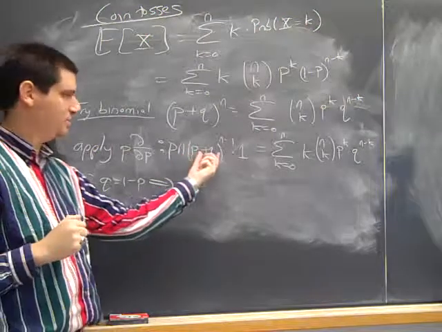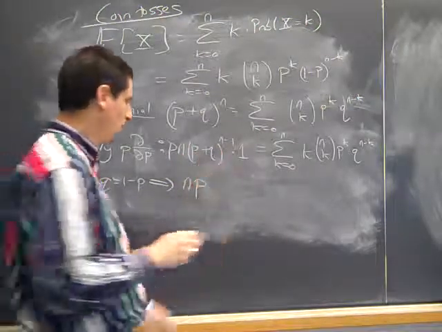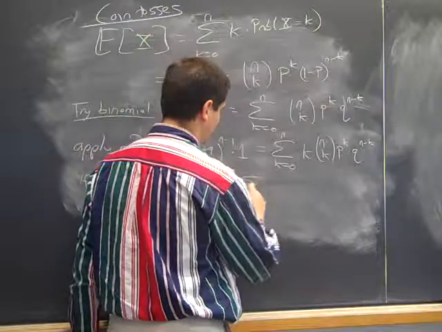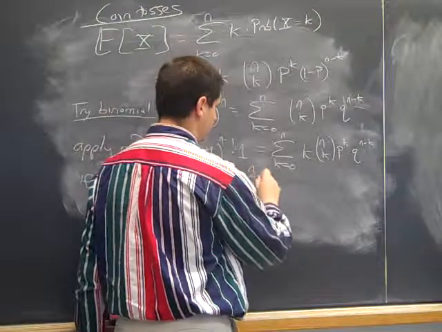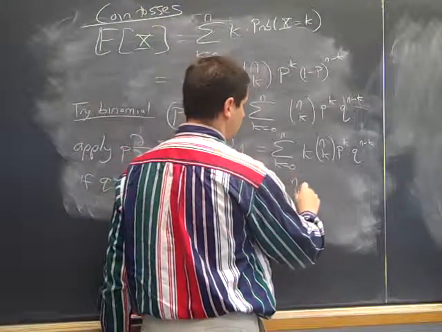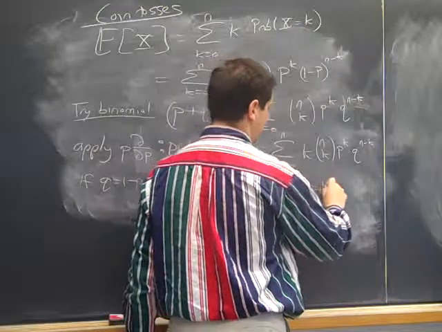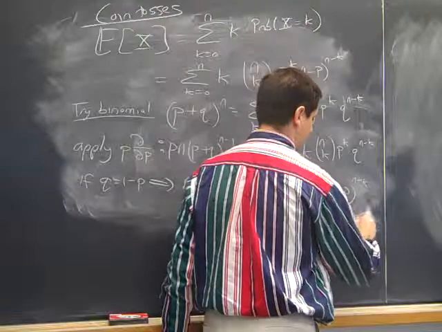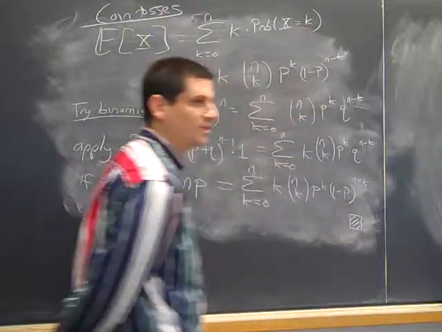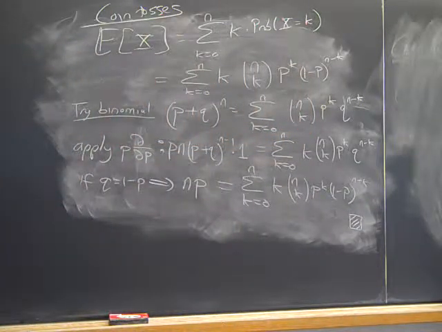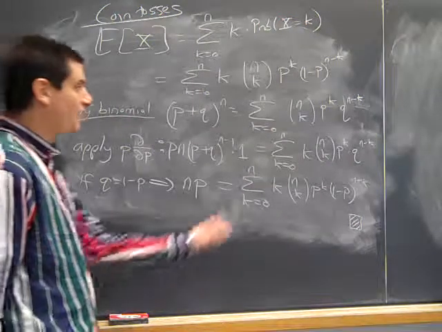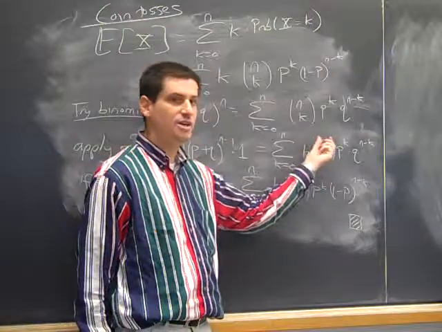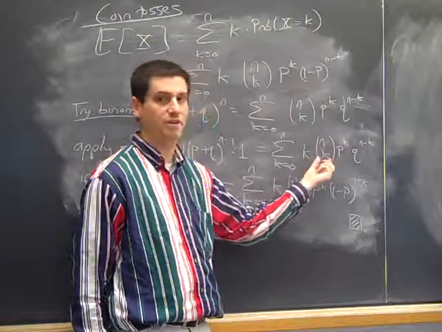If Q is equal to 1 minus P, it's just 1. And I get the sum, K goes from 0 to n, K, n choose K, P to the K, 1 minus P to the n minus K. Okay? There's the expected value. We didn't have to use linearity of expectation. We found a way to evaluate the sum of K times n choose K.